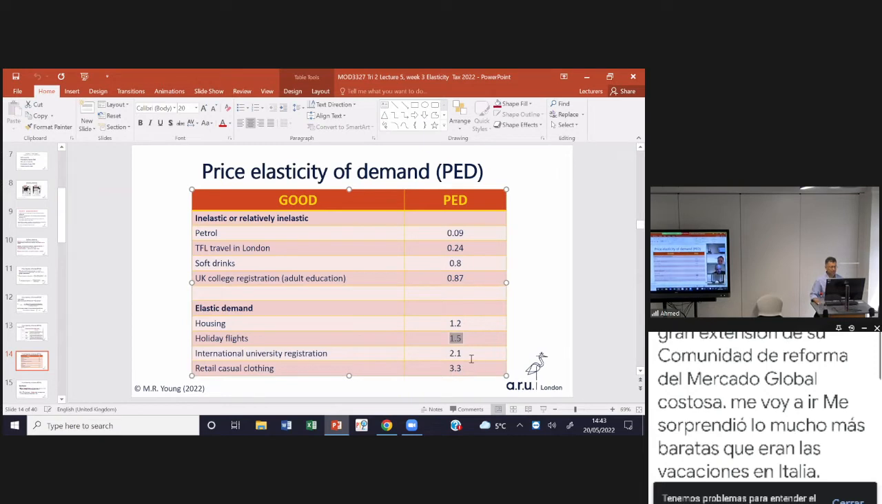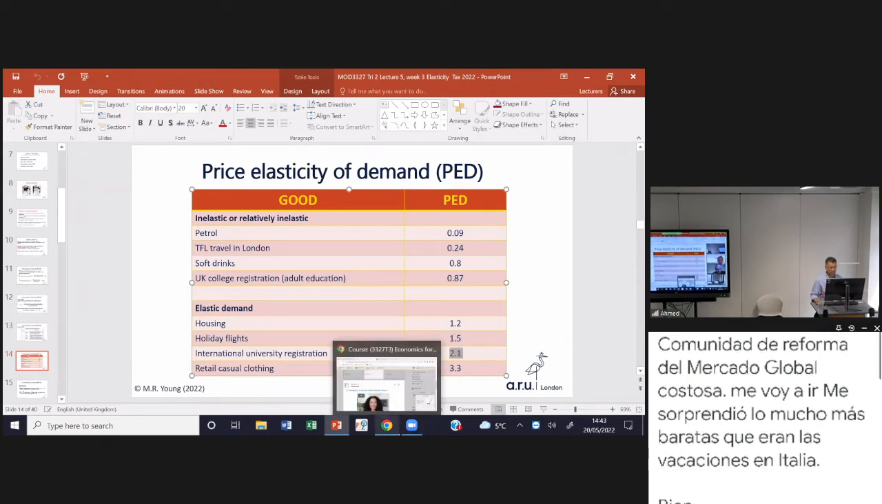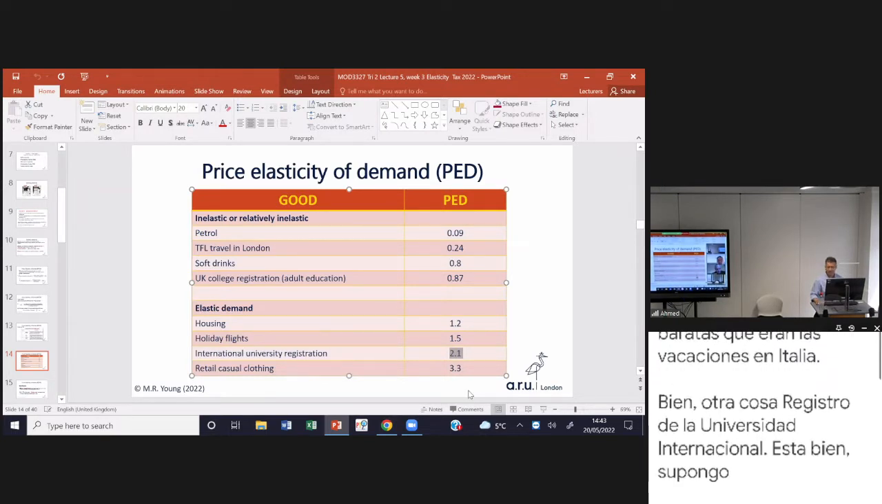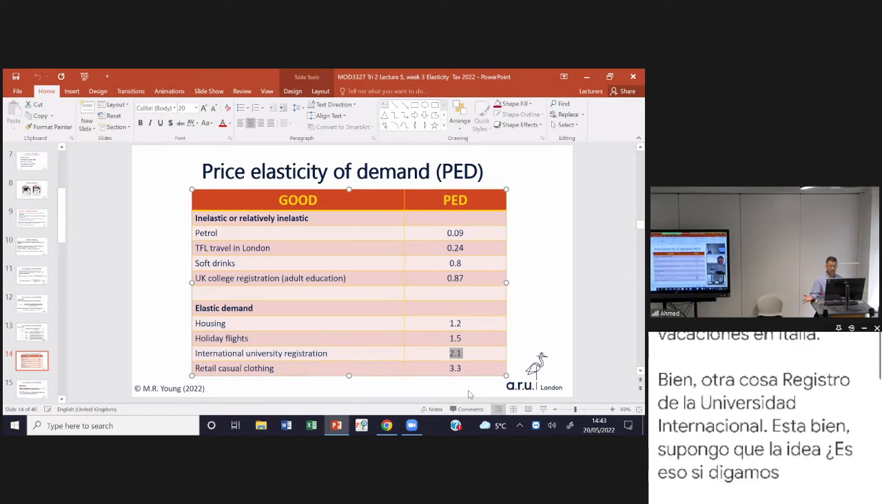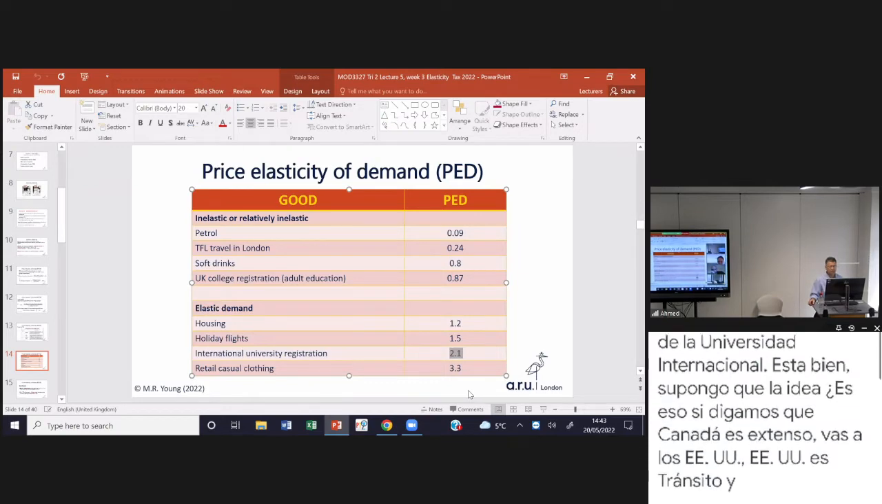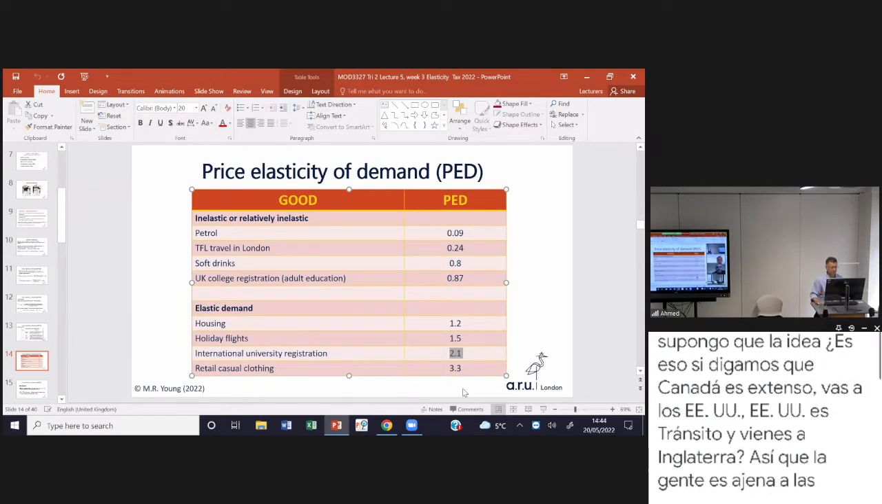Okay? Another thing, international university registration. I guess the idea here is that if, let's say, Canada is expensive, you go to the USA. If the USA is expensive, you can come to England. Some people say Australia is cheaper, I've heard you say, I don't know.